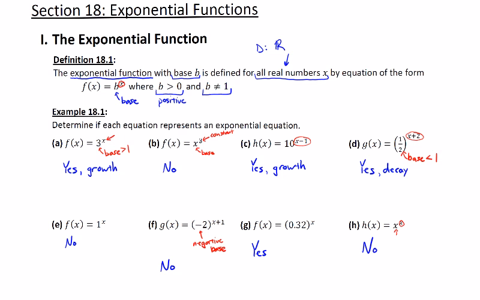And on the bottom row, the only function that was exponential was part G. f of x is 0.32 raised to the x. So our base here is 0.32, and that is less than 1. So this is going to be another example of exponential decay.